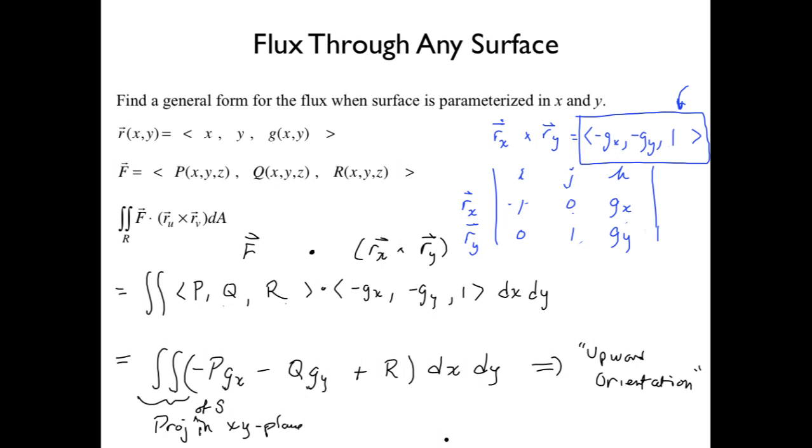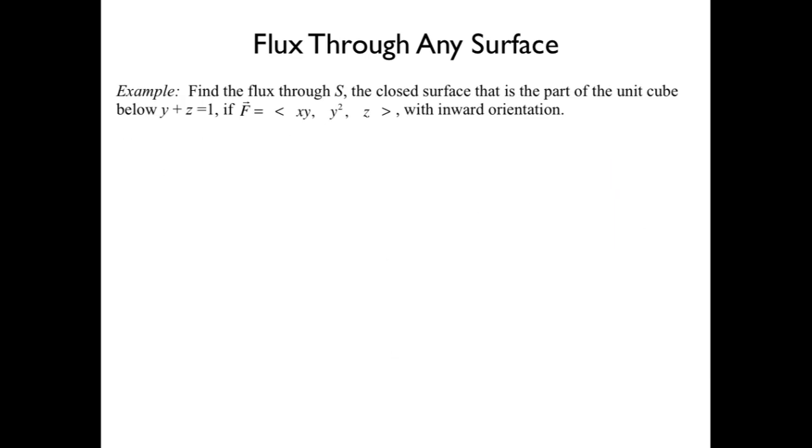Okay, not enough time to do these exact examples. We'll do as best we can. Can I erase and go on? Okay, so here's the problem that we want. We want the part of the unit cube below y plus z equals 1, with F equals xy, y squared, z, with inward orientation. So now this is a closed surface. Like I said, I don't think you had anything like this on the homework. You had all open surfaces.